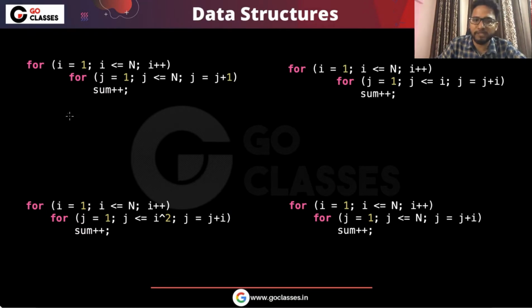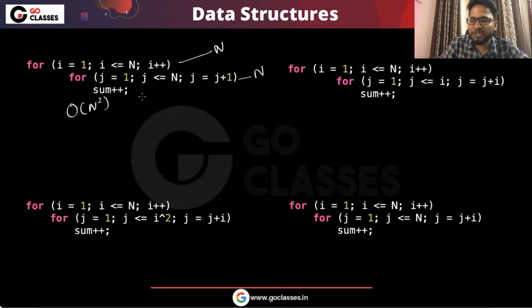These 4 questions are easy, not that tough. You can easily solve them, I think. So let's solve this. See this first question, the first loop is running n times and the second loop is also running n times. So that is why the total time complexity is order of n square.